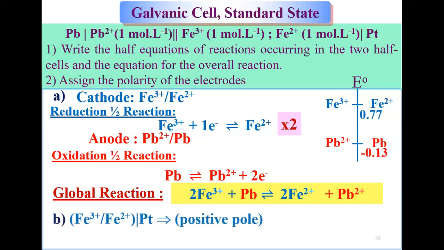Part B, assign the polarity of the electrodes. Of course, we have the positive pole occurs on the reduction side, and the negative pole is on the oxidation side. That's my polarity of the electrodes.